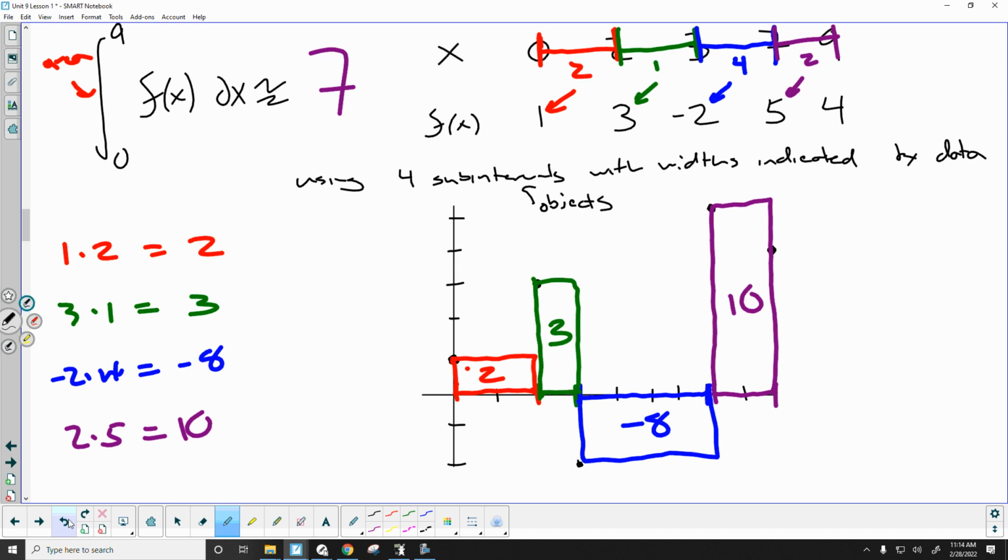This is what you get when you use this method. You got it? Don't care about accuracy. We'll talk pretty soon about how we can get a more accurate answer. But for right now, that's what we get. All right, let's see if you understand.